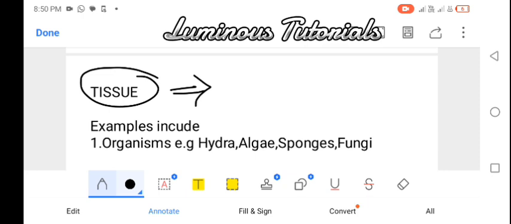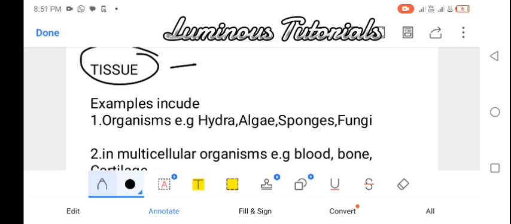Now tissue is a group of cells that performs a particular function. Which means more than one cell is now involved, not the unicellular type now. Now, an example of an organism that exists at tissue level, please take note of this. They ask this question a lot. Hydra. Many times this one has come out in the JAMB exam. Is the hydra. Other examples we have are algae and sponges.